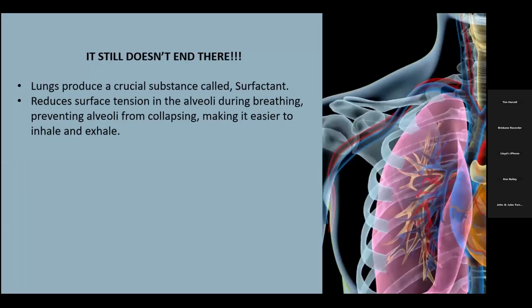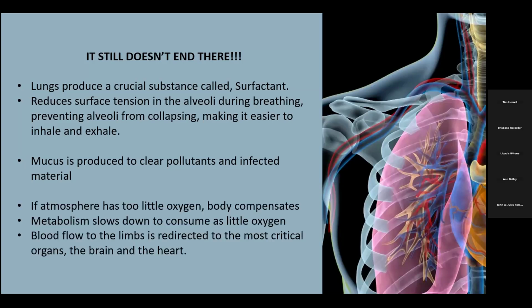Guess what? It doesn't end there. The lungs also produce a really critical substance called surfactant, I think it is. And that essentially just reduces surface tension on the alveoli when you're breathing. It stops the alveoli from collapsing and obviously makes it a lot easier to inhale and exhale. There's a whole bunch of mucus that's also produced. So if you've got pollens or something in your lungs, something that's not meant to be there, infection, I'm sure a lot of you have been sick and coughed up something that looks pretty gnarly. That's the whole purpose of that mucus.